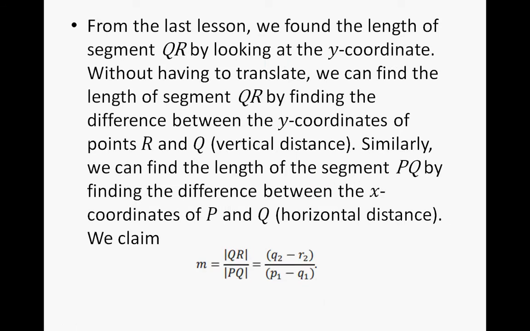From the last lesson, we found that we can find the length of segment QR, by looking at the y-coordinates without having to translate, by finding the difference between the y-coordinates of points R and Q, which is the vertical distance. Similarly, we can find the length of segment PQ by finding the difference between the x-coordinates of P and Q, which is the horizontal distance. So therefore, the length of QR is the difference between Q sub 2 and R sub 2, and the length of PQ is the difference between P sub 1 and Q sub 1.